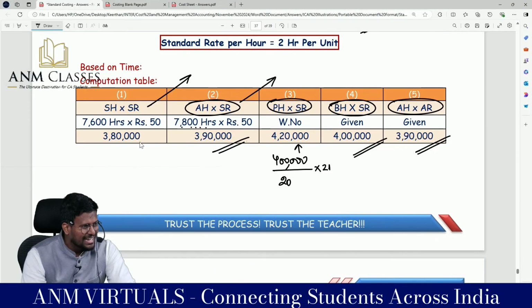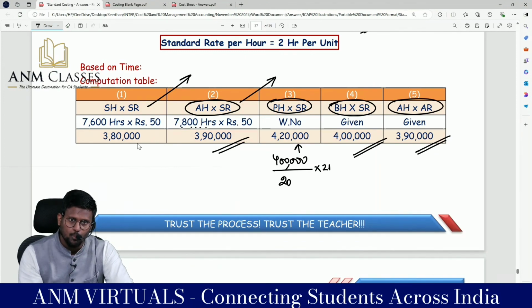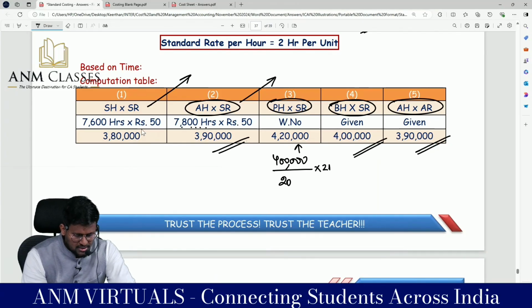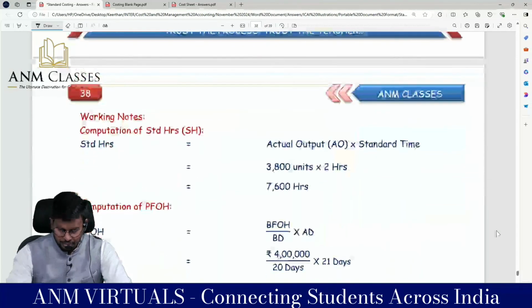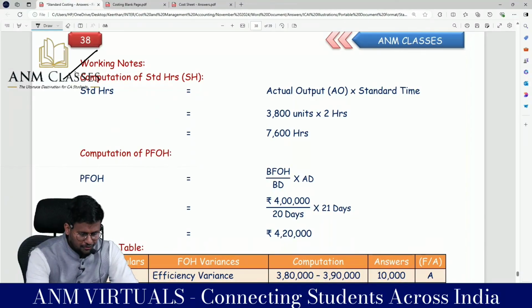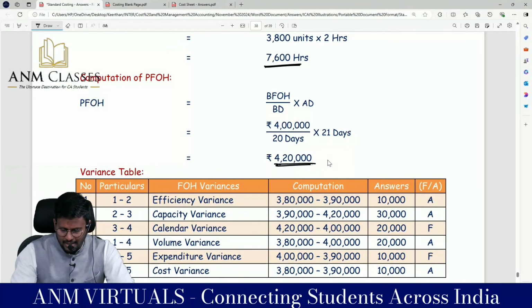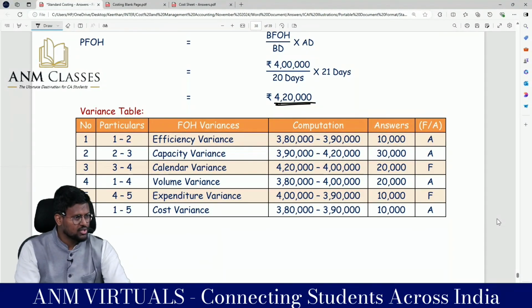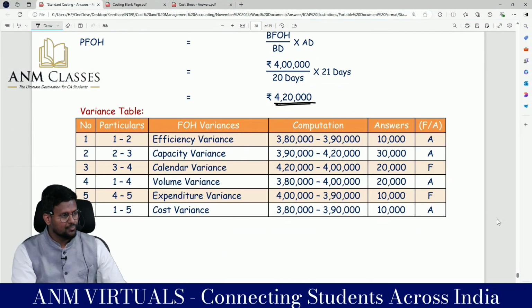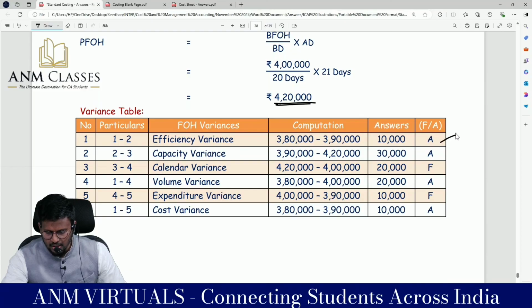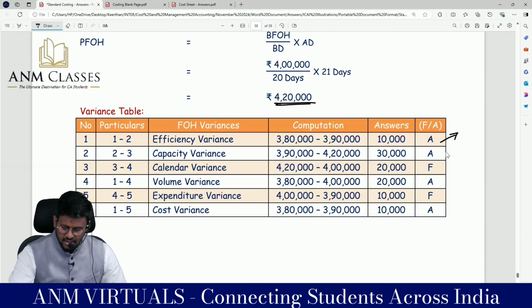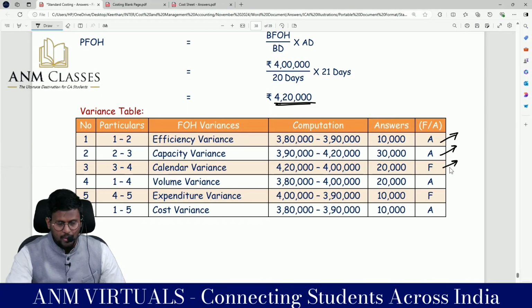Now standard hours means actual output into standard time. What is actual output? 3,800 into 2, 7,600 into 50 comes to 3 lakh 80,000. For your reference, standard hours worked is 7,600. PFOH is 4 lakh 20,000. The same imposition: 1 minus 2 is efficiency variance 10,000. 2 minus 3 capacity variance 30,000. 3 minus 4 calendar variance 20,000.